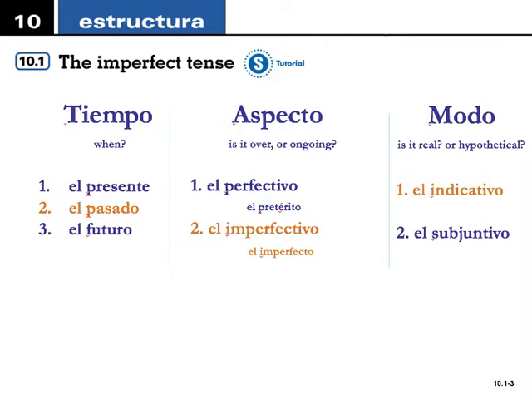So today el imperfecto is, claro, el pasado. El tiempo es pasado. El aspecto es imperfectivo, meaning it's ongoing, or that you don't know either the beginning or the end, or neither perhaps. Y el modo is it is real action.